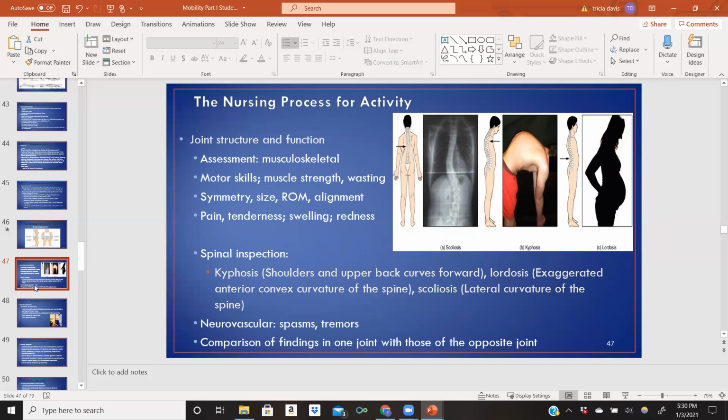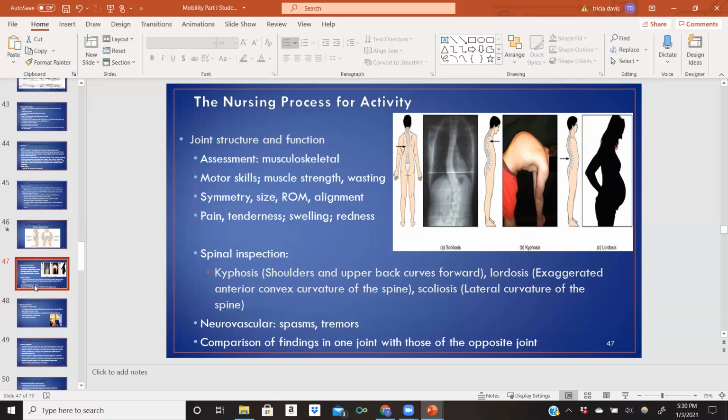You want to do a spinal inspection. So you want to check for kyphosis. Kyphosis is the one in the middle there. The shoulders and the upper back actually curve forward. Lordosis is an exaggerated anterior convex curvature of the spine, and that one is on the end. There's a picture of that. You can see how it goes in. And then scoliosis, which is on the left, is that lateral curvature of the spine.